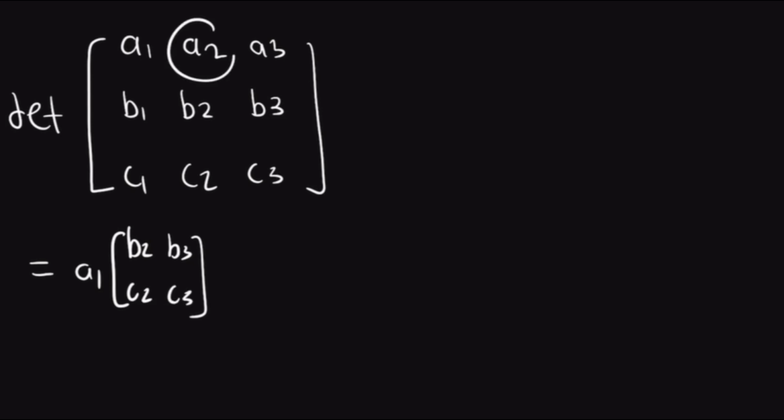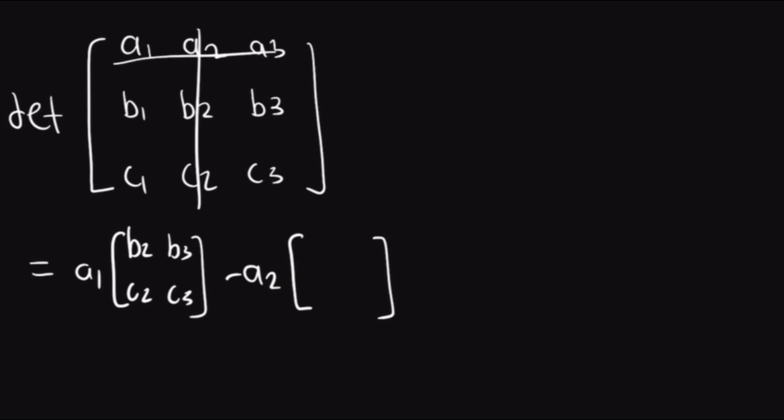And next, you take the second element of the first row, A2, and then you minus it. And then once again, multiply by a 2 by 2 matrix, and you cross out the column and row it's in, and you're left with 4 values. So in this case, it is B1, B3, C1, C3.